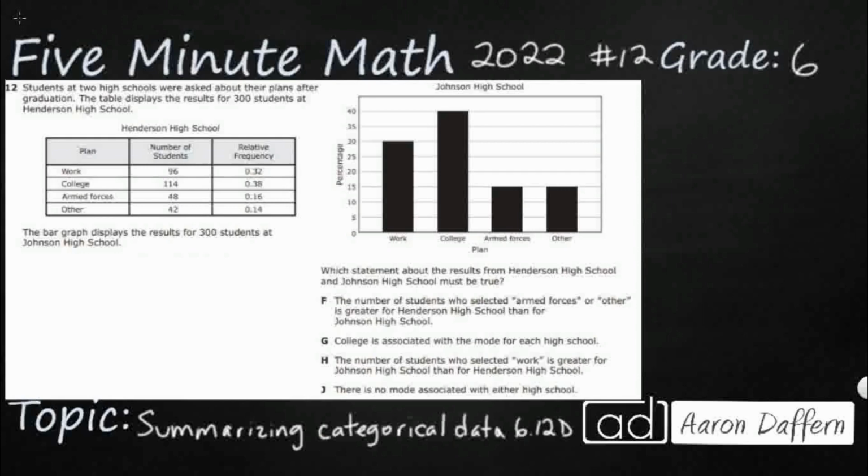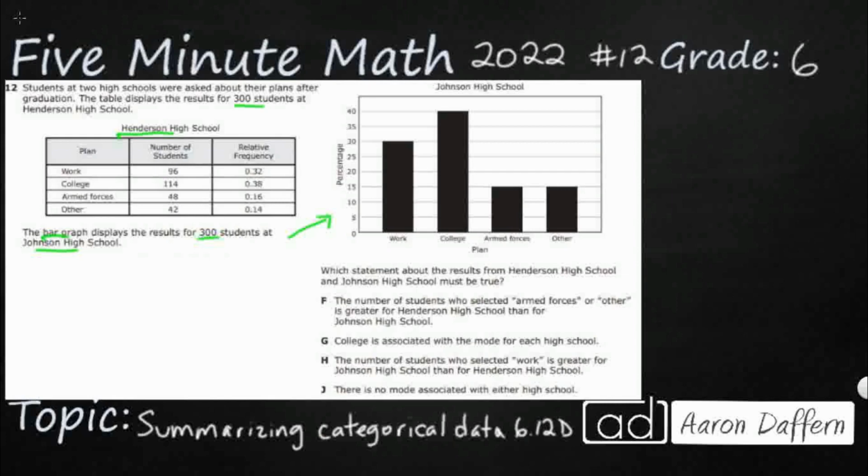So we've got students at two different high schools who are asked about their plans after graduation. We've got a table here, 300 students for Henderson High School. And then we got a bar graph, and to make it a little bit easier to read on the screen, I moved it over to the side, but this bar graph actually goes here for another 300 students, same number at a different high school. This one's for Johnson High School.